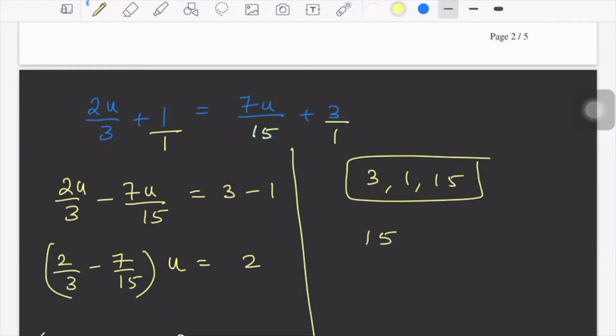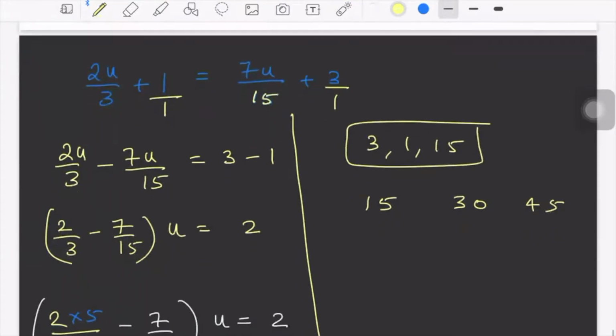You could have taken 30 as well. You could have taken 45 as well. But we are always looking at the least common multiple. So multiply with the least common multiple. Got it? Others, Prisha and Robin, you do understand that, right? Yes. So you multiply with 15 on both sides.